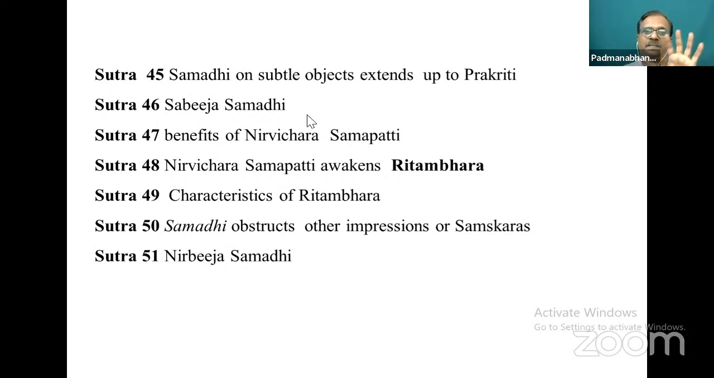Viveka Khyati understands that the Chitta and the Prakriti, everything shines, or seems to be consciousness, because of the real consciousness reflected on the Prakriti. That is why I said just before that even the Chitta has apparent consciousness. When we attain the state of Samadhi, it obstructs, and even the samskaras become very weak, going away gradually. And Sutra 51 is Nirbija Samadhi.